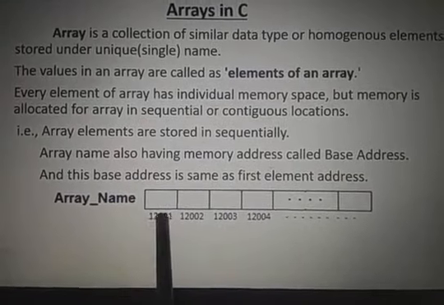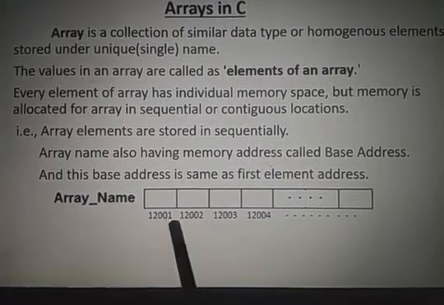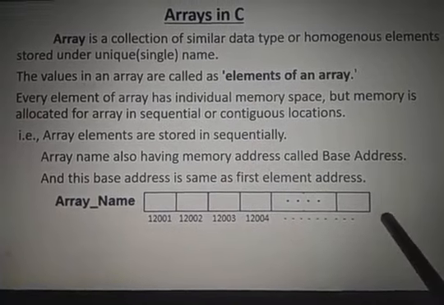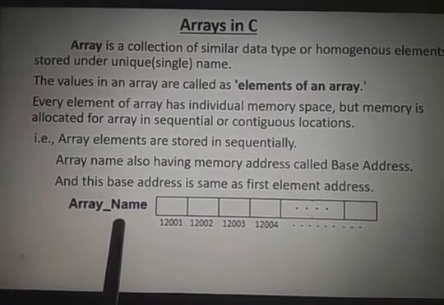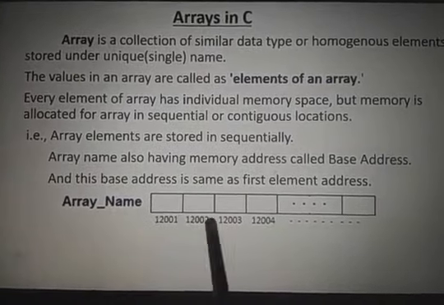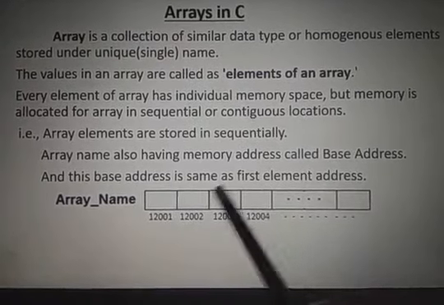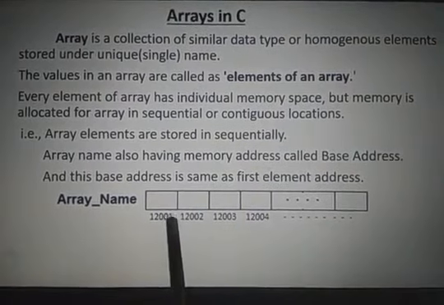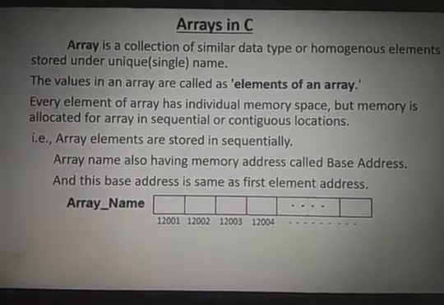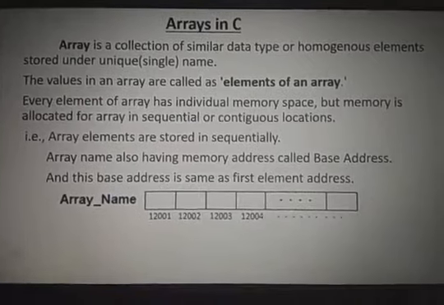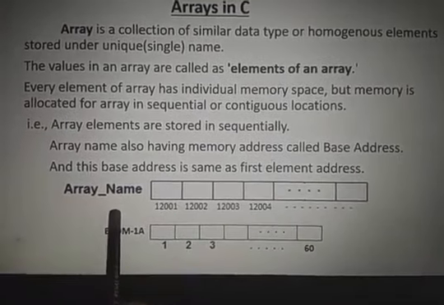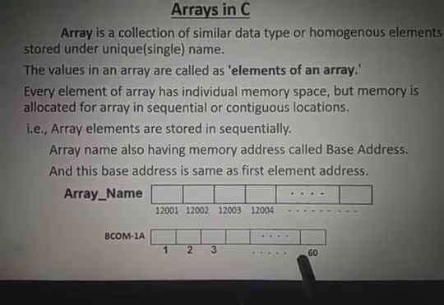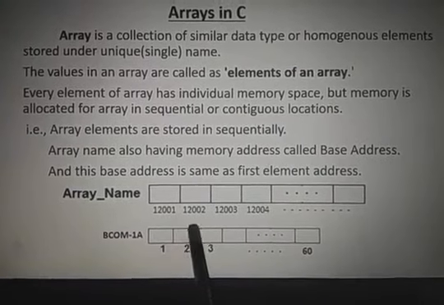For example, 12001, 12002, sequential memory: element 1, element 2, element 3, element 4 and so on. It has only one name. Under one name we are saving different elements of the same data type. So this address is the same as the base address. Now, this is the example: BCom 1A, my class name, is the array name. We have 1 to 60 students. These are element 1, element 2, element 3.